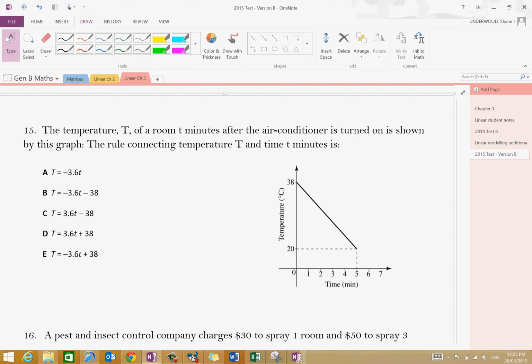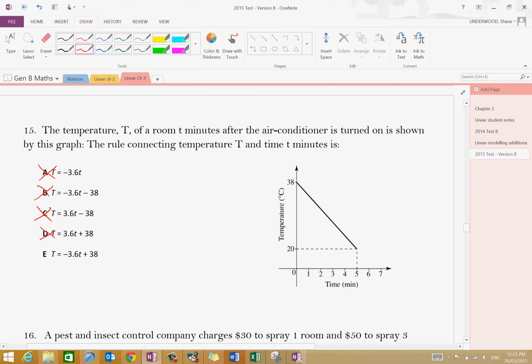Go for it. Why is A incorrect, Luke? Because negative 3.6 doesn't go through the origin. Okay, so we don't have a y-intercept for option A, or a t-intercept in this case. So A is ruled out, isn't it? It is. Why is B ruled out? B and C both ruled out because the y-intercept is negative 38, where it's actually 38. Yeah, so we've just ruled out those. And why is D ruled out, Luke? Because it's a negative slope, not a positive slope. Okay, so negative slope, which means it's ruled out.